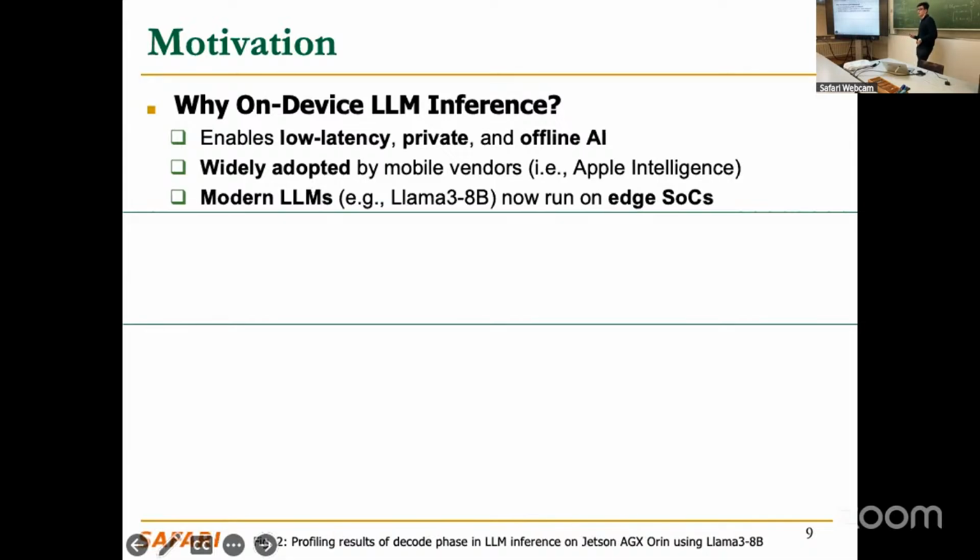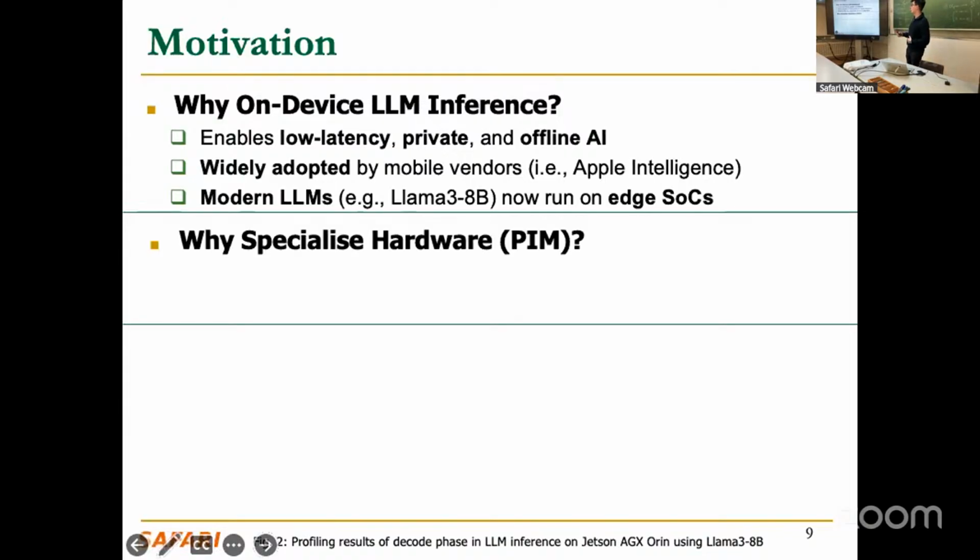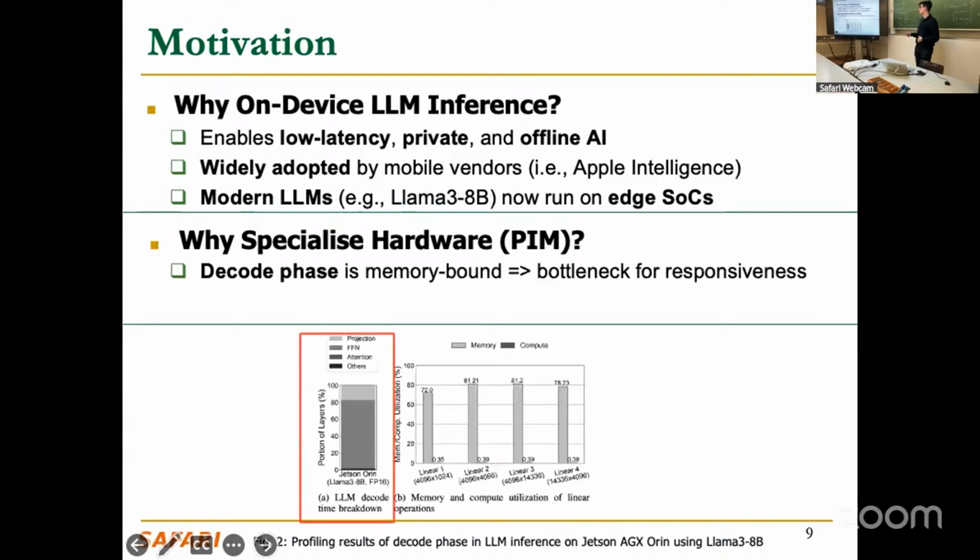But you may also wonder, why would we like to tackle such a problem with specialized hardware like PIM? I think this is a valid question, and I'd like to demystify it. So remember the second phase in the LLM inference process, the decode phase. This is memory bound, and this basically bottlenecks the responsiveness of our system. As we can see in figure 2a, more than 90% of the execution time is spent on performing these linear operations, the matrix vector multiplications.